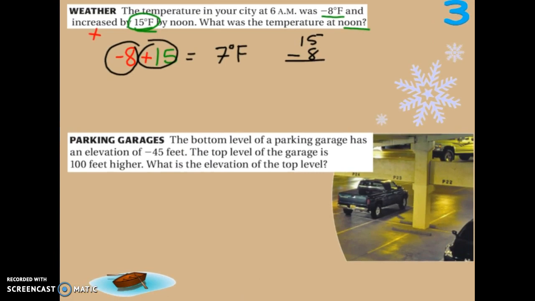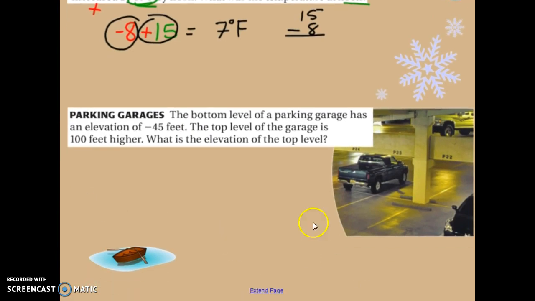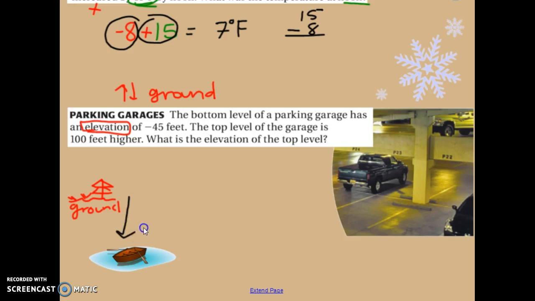The second one, it talks about a parking garage. The bottom level of a parking garage, so here's a picture of a parking garage, has an elevation. Elevation just tells you how high or how low you are compared to the ground. So I'm going to draw a picture. Let's pretend this is the ground with some grass. Here's the grass and a tree. So this is the ground, and the bottom level has an elevation of negative 45 feet. So the bottom level of the garage is below ground 45 feet.